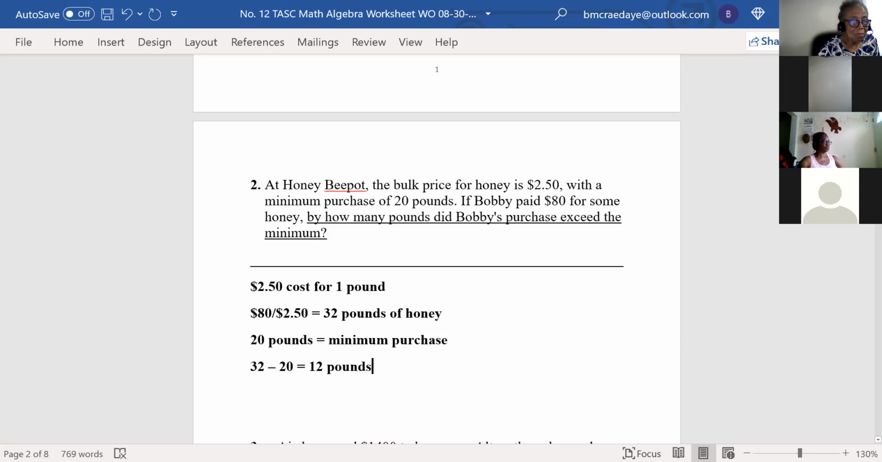I know. $80, 250 per pound. So $80 divided by 250 for 1 pound gives you 32 pounds of honey. That's how much Bobby purchased. He could only purchase a minimum of 20. I know. All right. So he exceeded the minimum by 12. That's what he purchased, 32 minus the minimum 20, exceeded it by 12 pounds.